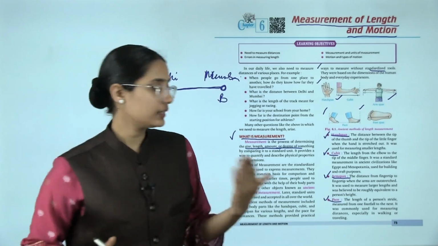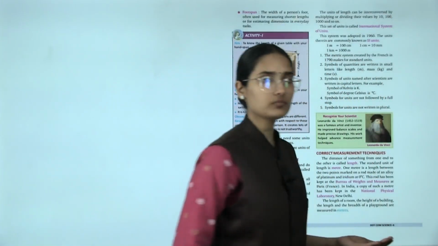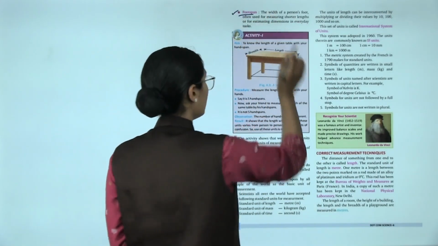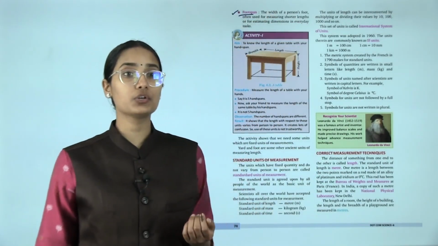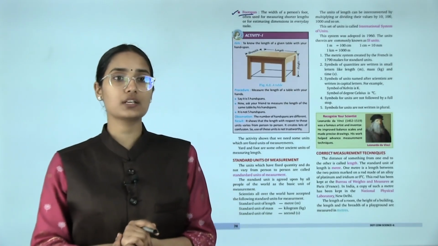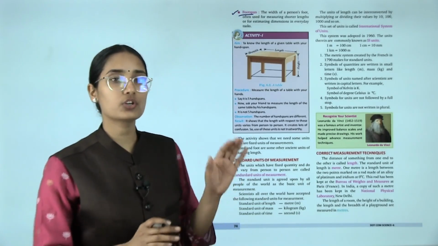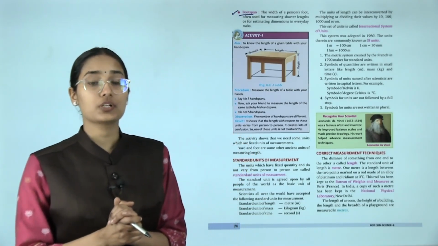Now let's go to the next page. We also had foot span. The width of a person's foot, often used for measuring shorter lengths or for estimating dimensions in everyday tasks. So the foot span was also used.